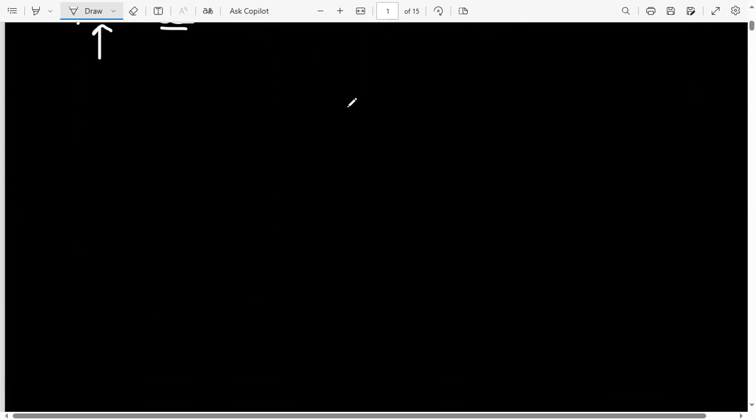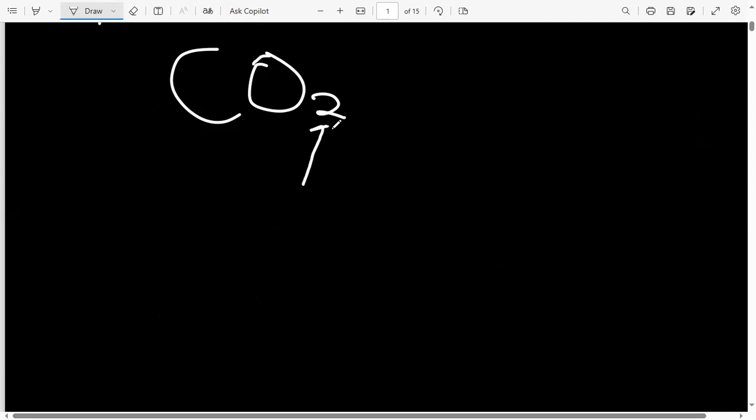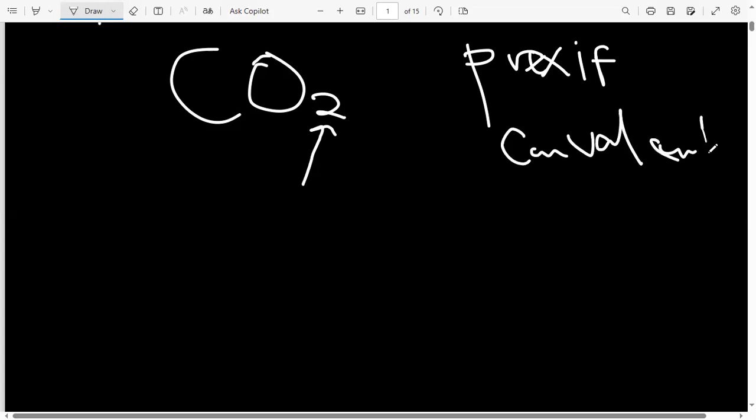So for example, let me write a covalent compound here. If I write carbon dioxide, we know that it's written in this form, right? This 2 that is down here is what we are calling a prefix. When naming these covalent compounds, it's very important to take note of the prefix, and then we are going to use that prefix in the name of that compound.